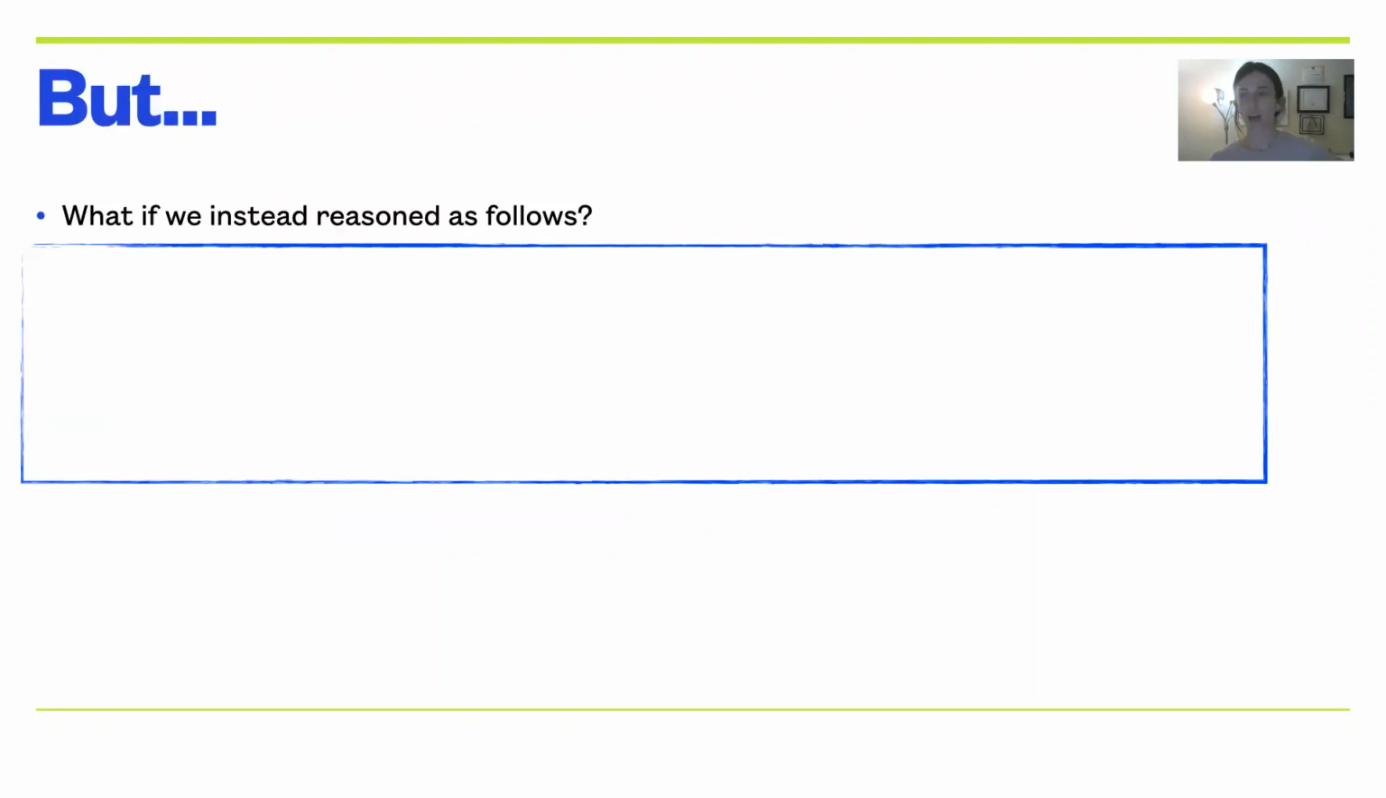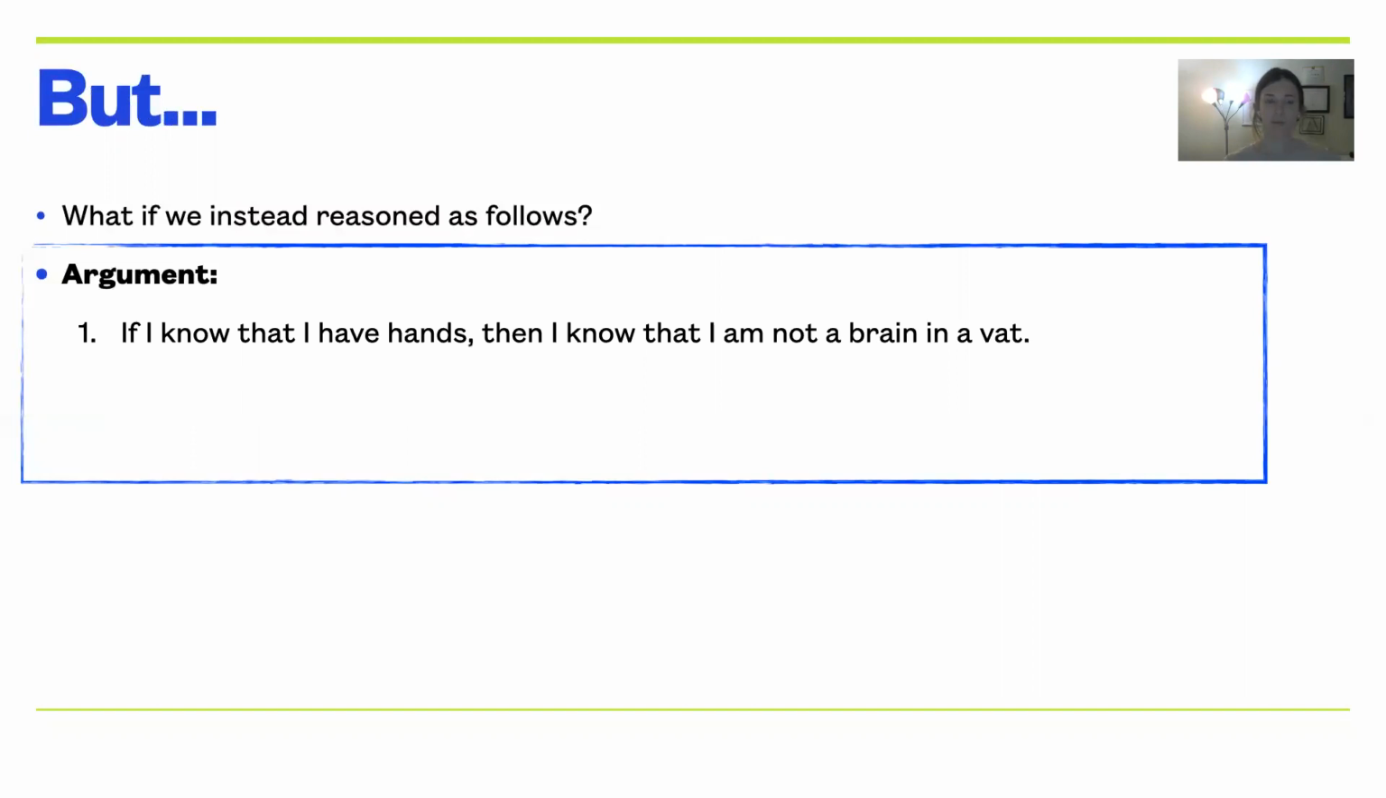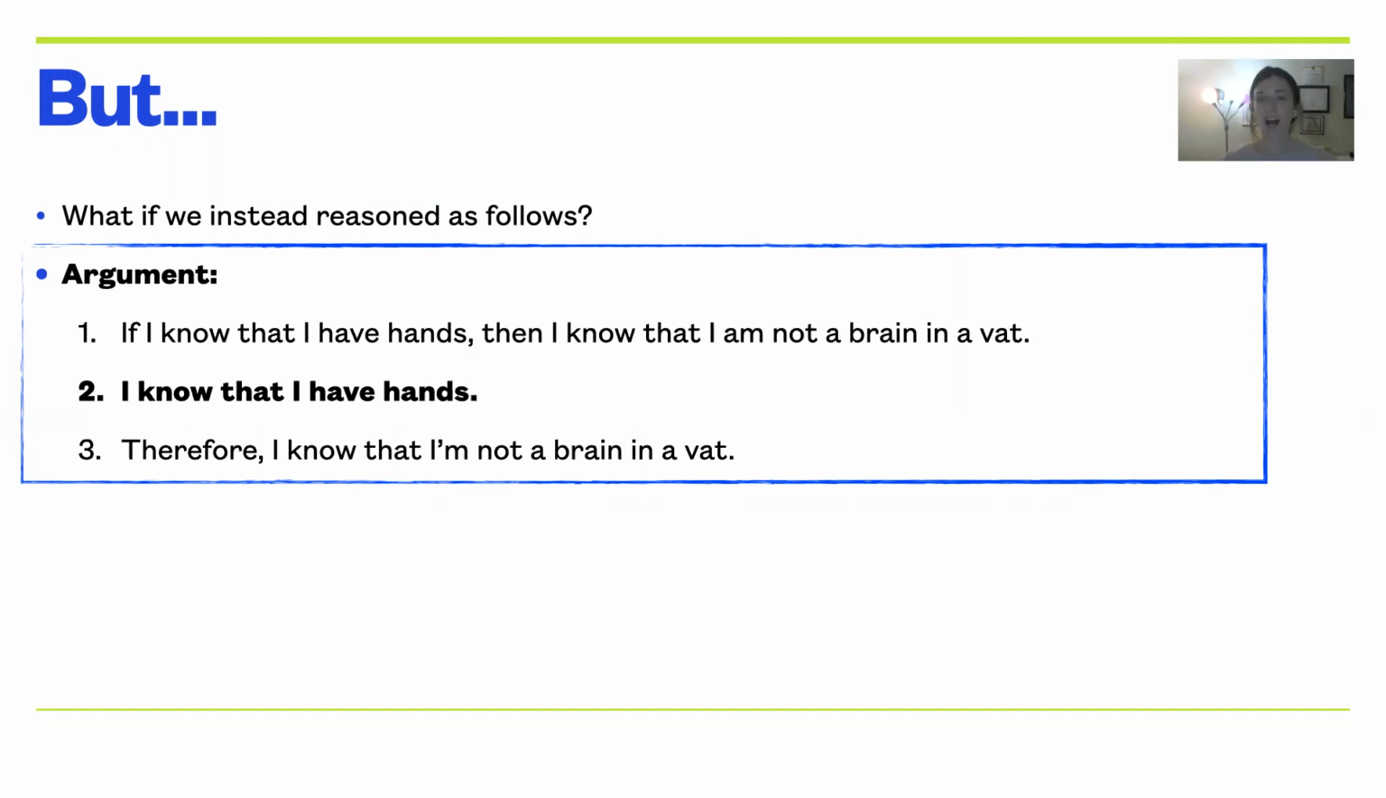But what if we instead reasoned as follows? Same premise as before for number one. If I know that I have hands, then I know that I'm not a brain in a vat. I do know that I have hands. So therefore, I know that I'm not a brain in a vat. Why couldn't I just do that instead? And it turns out that this is also a valid argument schema.